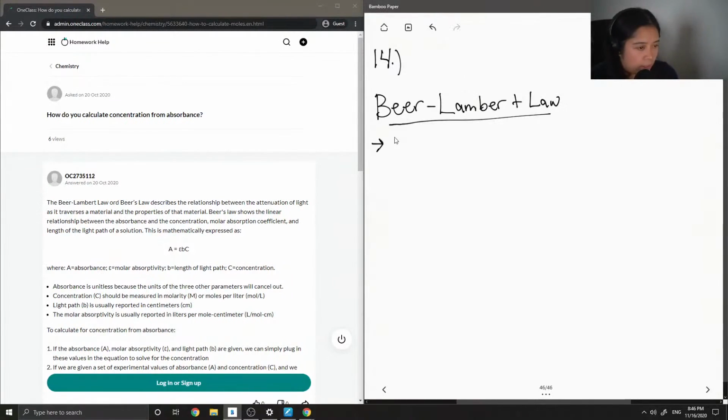which basically just shows that absorption is directly proportional to concentration.